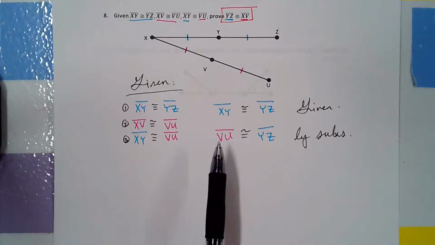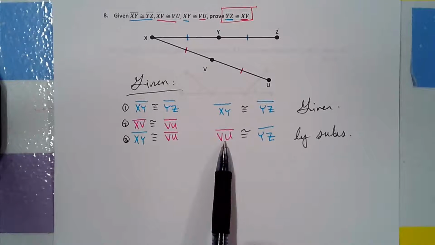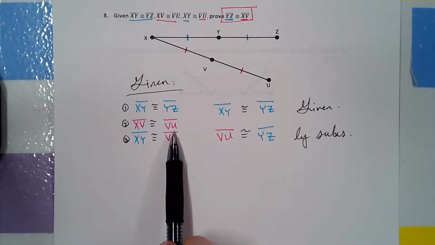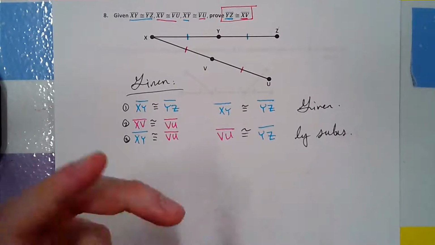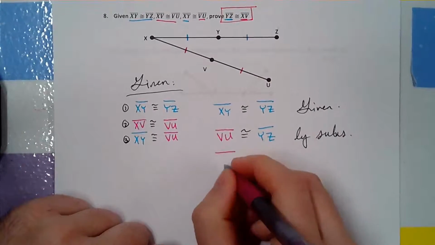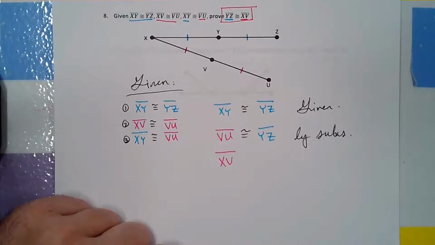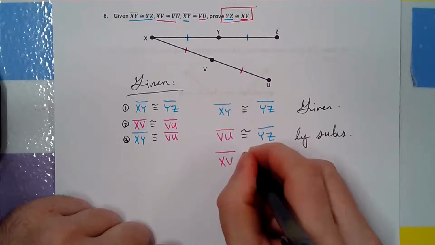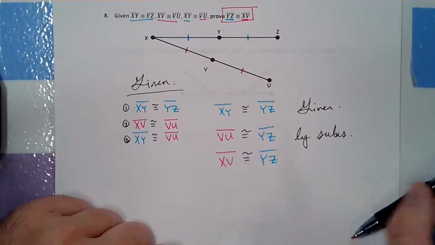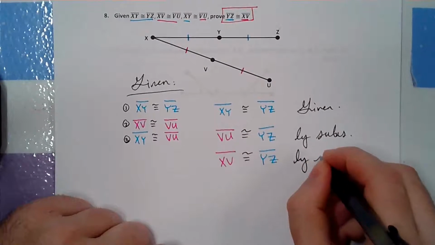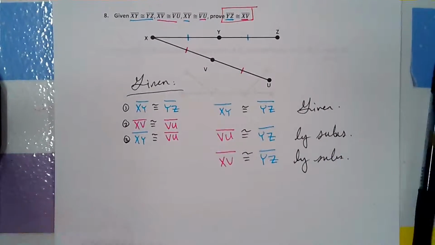So how are we going to switch this guy out for what we really want, which is XV? VU is congruent to XV, so they're the same thing, so we switch them out again. So now we switch that guy for XV. Yay! So substitution again. And now we're done, right?